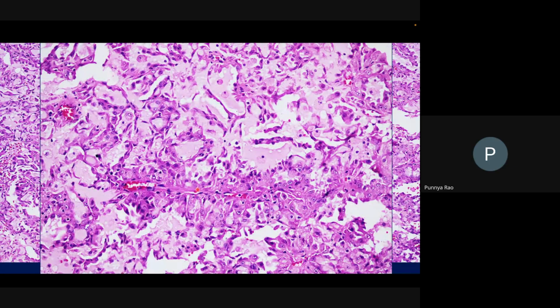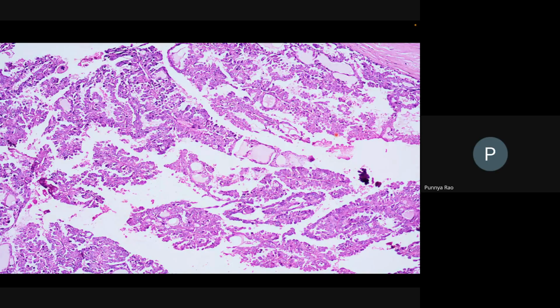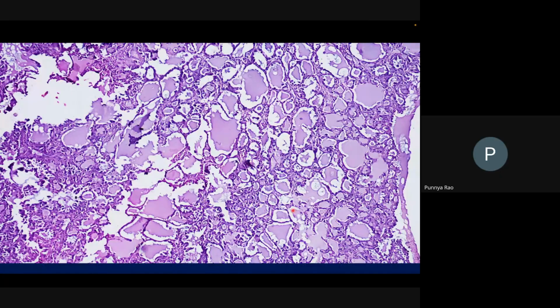A high power view of the same. You can see the cells, the abundant eosinophilic cytoplasm with a centrally placed nucleus, which can have a vesicular nuclei. You have these cribriform areas, few mucinophages seen within them. Again, papillary projections giving a hobnail-like appearance. Again here you can see the hobnailing, and these are your papillary fronds which are lying within the cystic space. Again, you have these papillary fronds, and then you have your cribriform-like area.